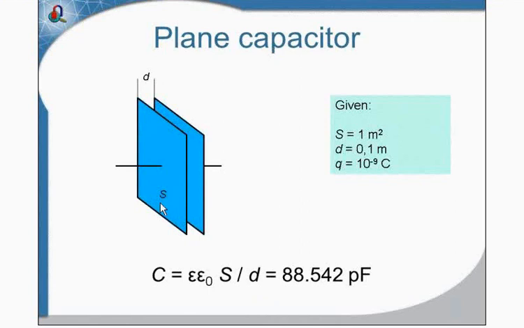Now we have small pieces from those infinite plates. The plate size is 1 meter by 1 meter and the distance between plates is 10 centimeters. There is a dielectric media placed between plates with permittivity of 1. Let's simulate this case in QuickField.